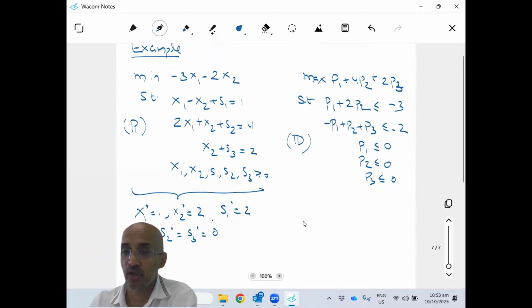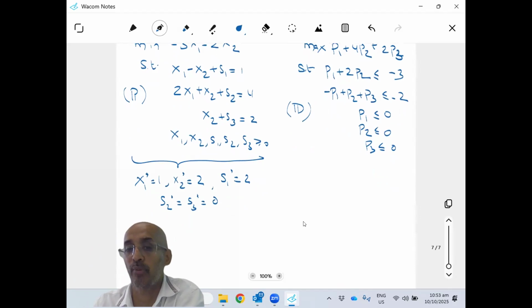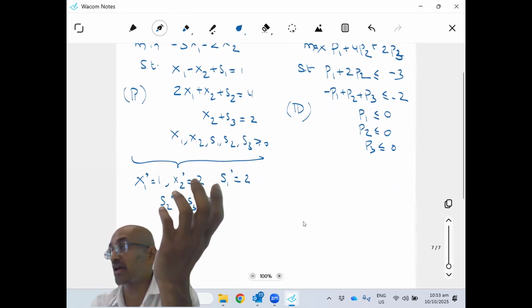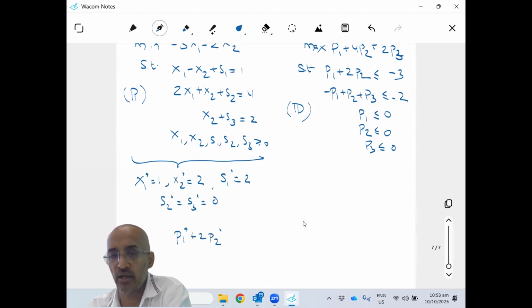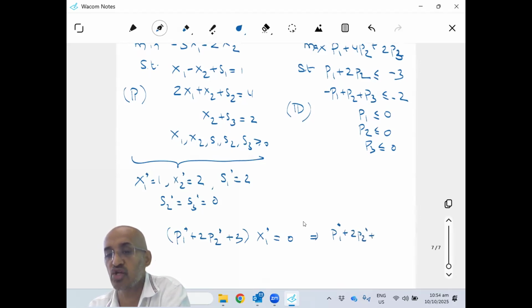Let's find the dual optimum using complementary slackness. What does complementary slackness say? You take this, which corresponds to the x1 constraint. So P1 star plus 2P2 star, take this aside, plus 3, times x1 star should be equal to 0. But x1 star is positive. So because x1 star is positive, this implies P1 star plus 2P2 star plus 3 should be equal to 0. Okay. This has to be tight at optimality.